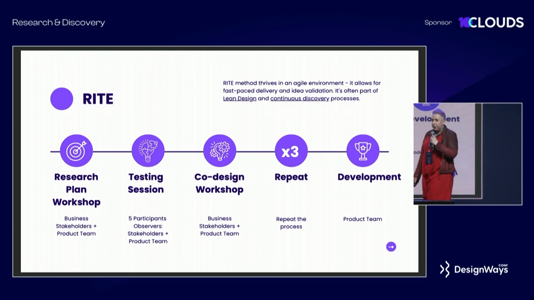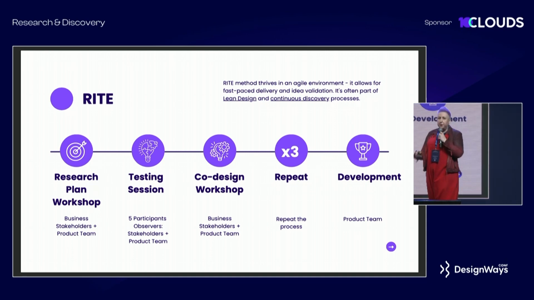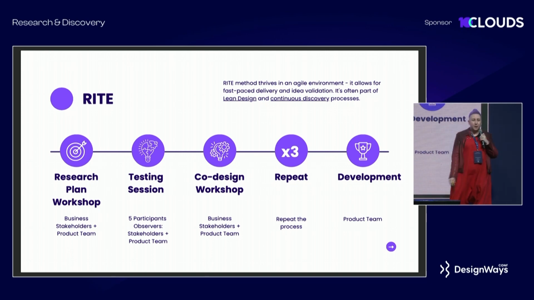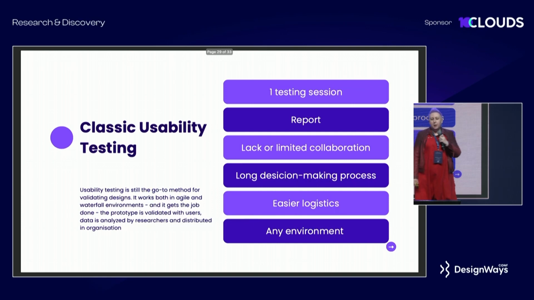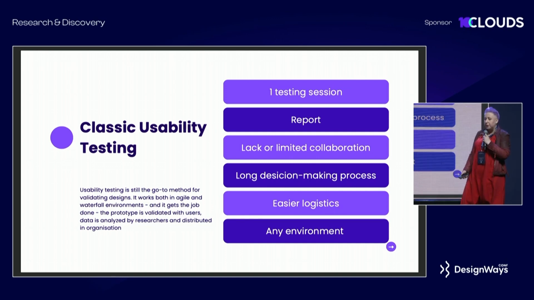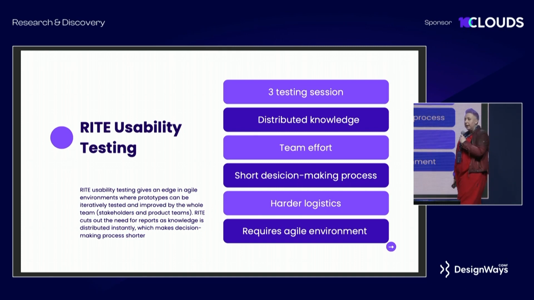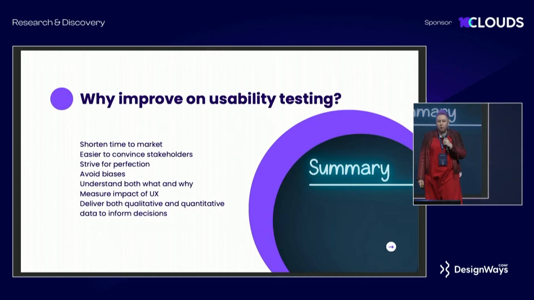And then co-designing, participatory workshop. We actually have a workshop about participatory design here. So we repeat it 3 times and then we get to the development much quicker. In classic usability tests, we have 1 session, the report, and then we wait a long time to introduce changes. In RITE, you have 3 sessions, distributed knowledge, team effort. So we all work on this, and logistics, which is very difficult because you need 3 sessions than 1. So it makes things a little bit more difficult for a researcher.